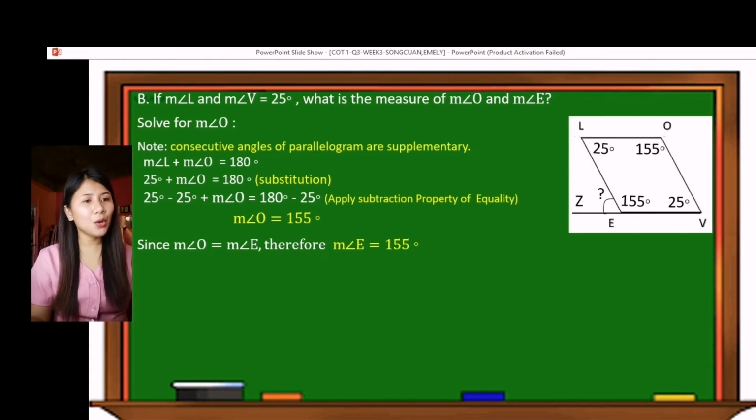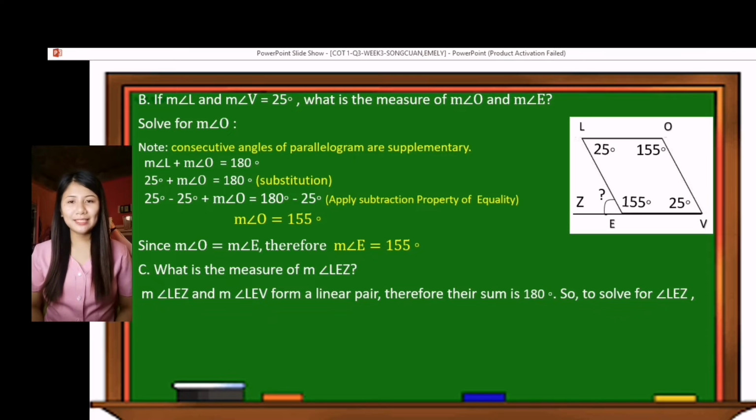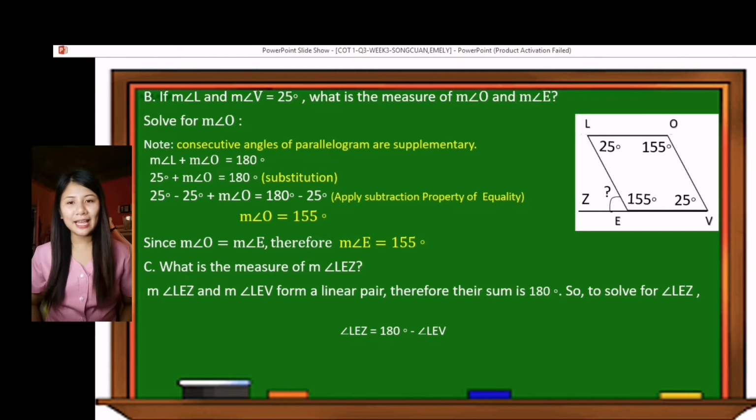Since the measure of angle O is equal to the measure of angle E, therefore the measure of angle E is equal to 155 degrees also. Next, letter C. What is the measure of angle LEZ? So the measure of LEZ and the measure of LEV form a linear pair, meaning two angles are adjacent and they form a straight line. Therefore, their sum is 180 degrees. So, to solve for the value of angle LEZ, we're going to subtract angle LEV from 180 degrees.